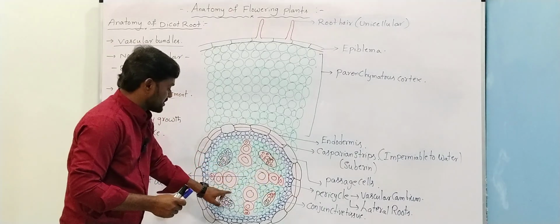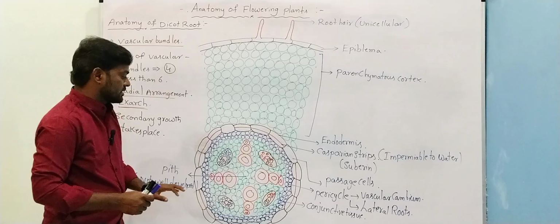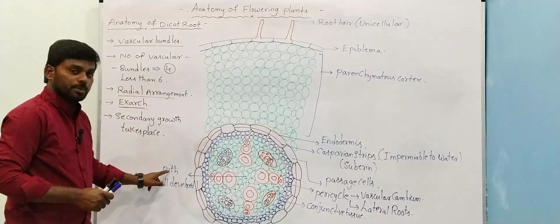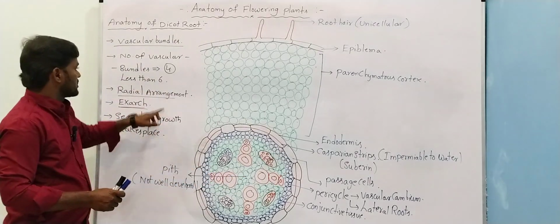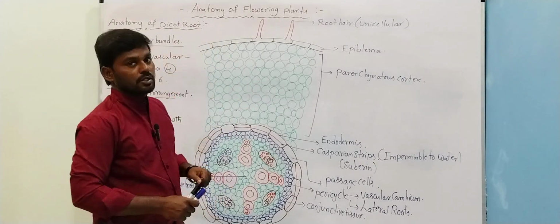Next one, the remaining space is completely filled with conjunctive tissue, which is made up of parenchymatous cells. And next one, the center part is called pith. It is not well developed. So these are the vascular bundle characters. So this is about the dicot root structure.